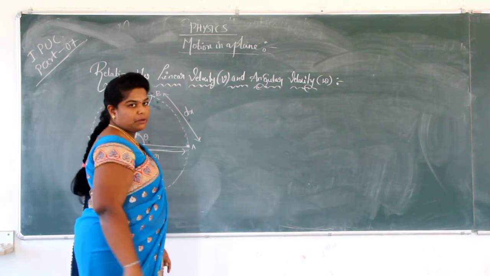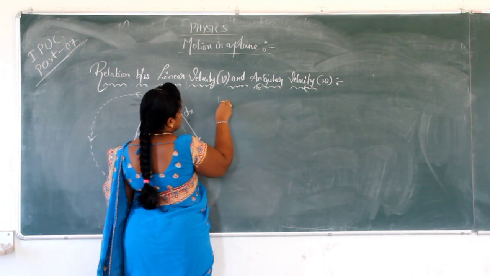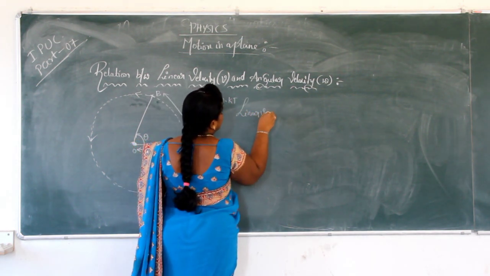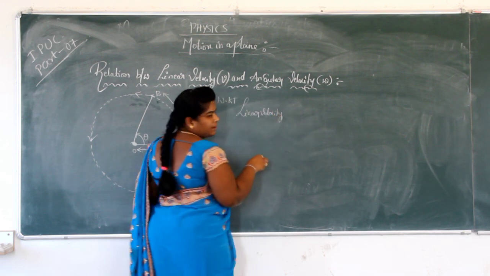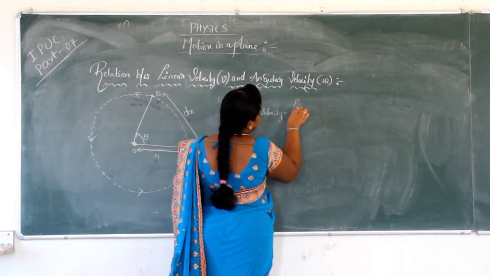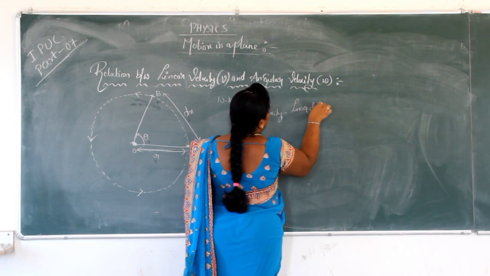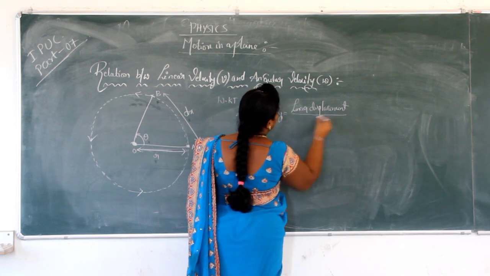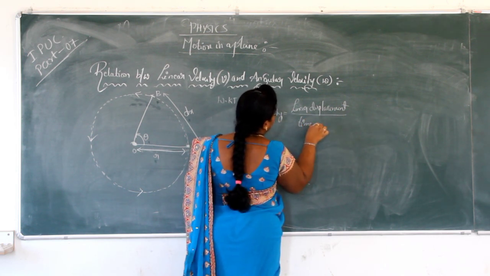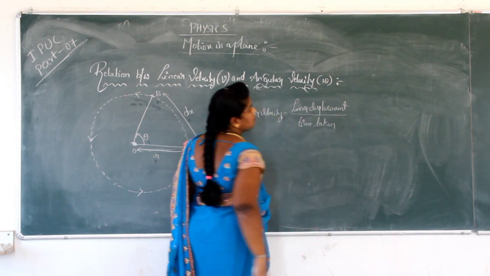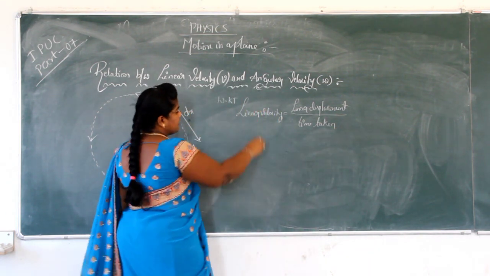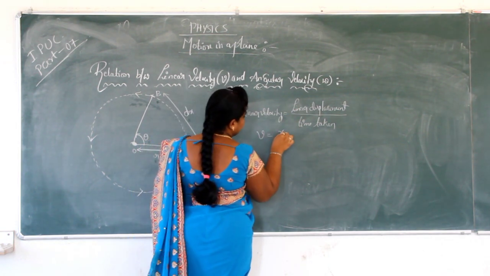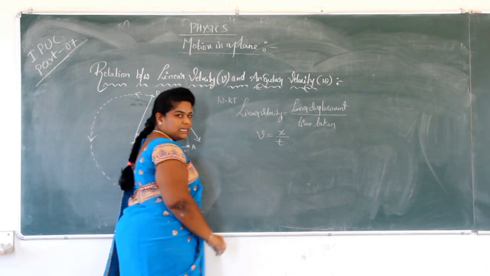So now let us reduce the expression. How to write the linear velocity? We know that linear velocity can be written as linear displacement divided by time taken. Then what is linear velocity? It is written as v. What is linear displacement? It is x. What is time? It is t.